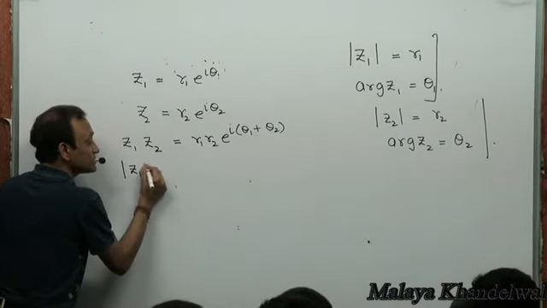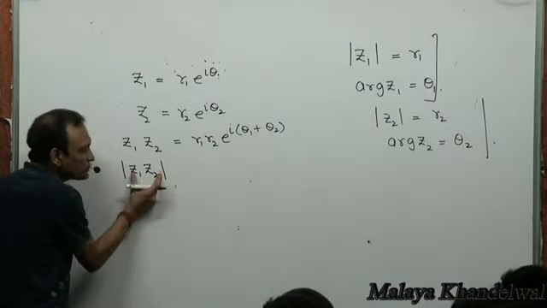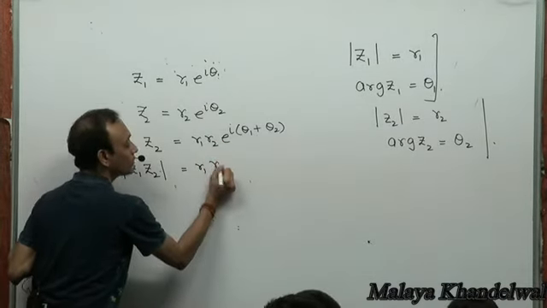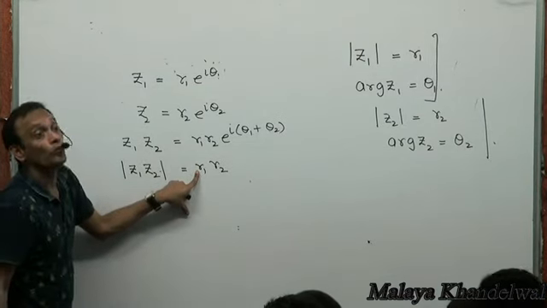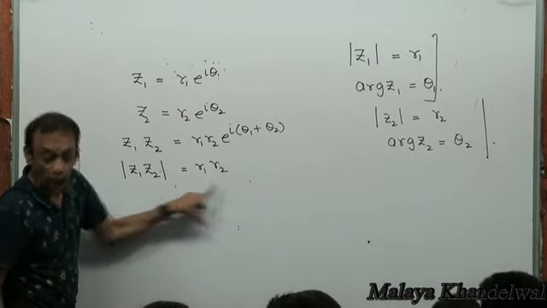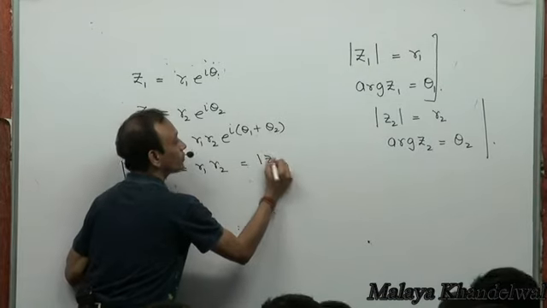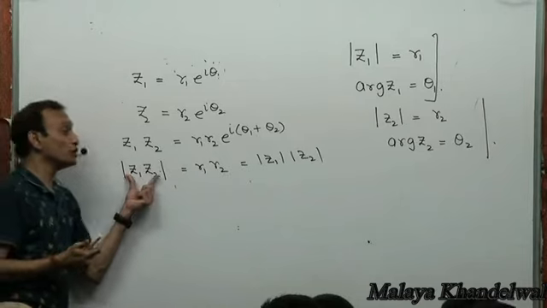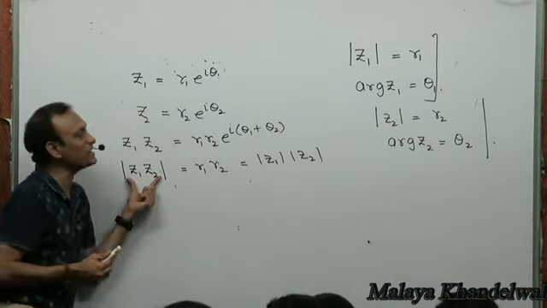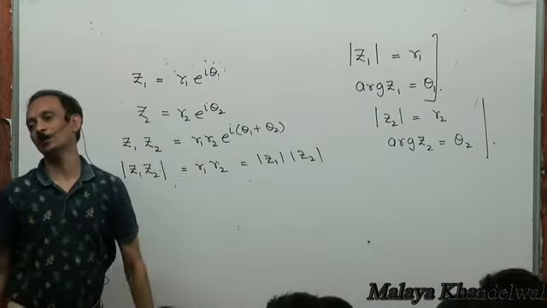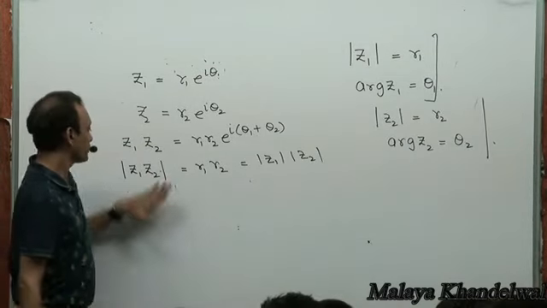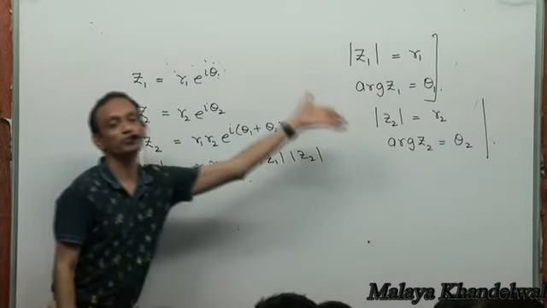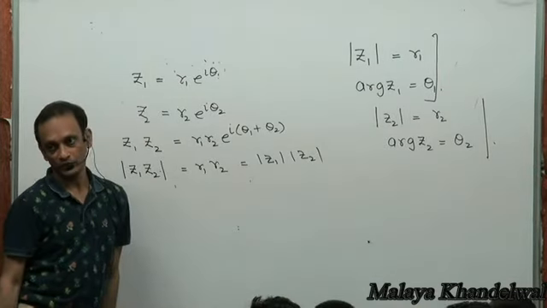Its modulus, the modulus of this complex number is r1 r2. But what is r1? Mod z1. What is r2? Mod z2. Which gives us another property. Modulus of the product of two complex numbers would be product of their moduli. Modulus of the product of two complex numbers is going to be product of their moduli. Yes or no?